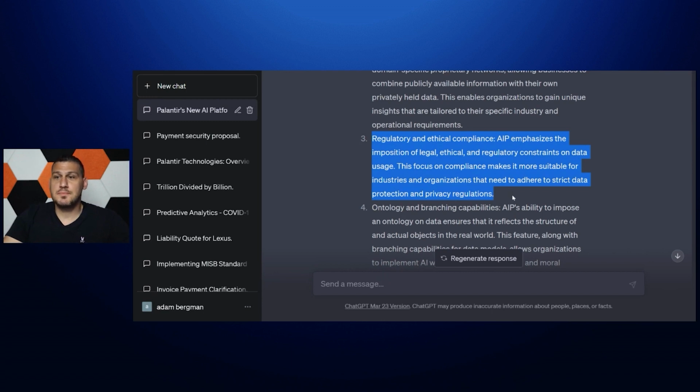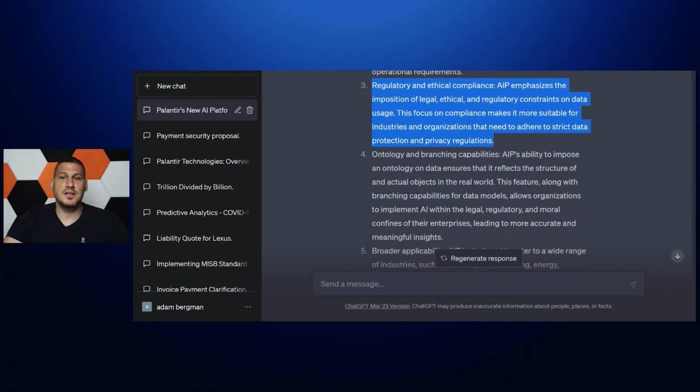Dr. Alex Karp talks about this all the time. How are you going to apply ChatGPT with regulatory and ethical compliance? AIP emphasizes the imposition of legal, ethical, and regulatory constraints on data usage. This focus on compliance makes it more suitable for industries and organizations that need to adhere to strict data protection and privacy regulations.